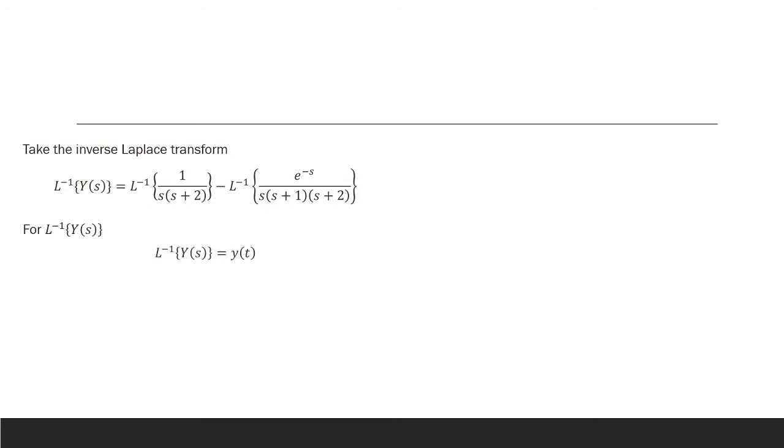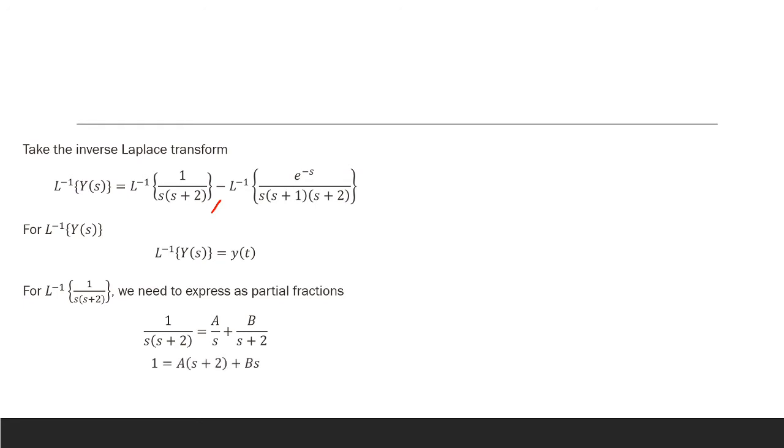Kunin muna natin yung inverse Laplace transform ng 1 over s times s plus 2. So to do this, we need to express this as partial fractions. So we will have 1 over s times s plus 2 that is equal to A over s plus B over s plus 2. So multiplying, we will have an equation 1 is equal to A times s plus 2 plus Bs. So hanapin natin yung value ng A at ng B.